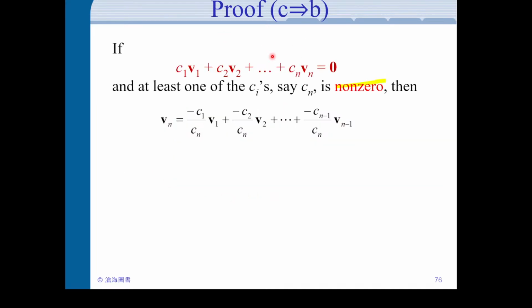And lastly, we have condition C from B. Once again, we have a whole bunch of C's, and one of them is non-zero. We just assume Cn is non-zero like before. We assume Cn, the nth one, is the special one. And if Cn is non-zero, then you can divide everything by Cn. If you move things around, you see Vn equals minus Ci divided by Cn times Vi, summed together. Okay, so that's a proof of everything.